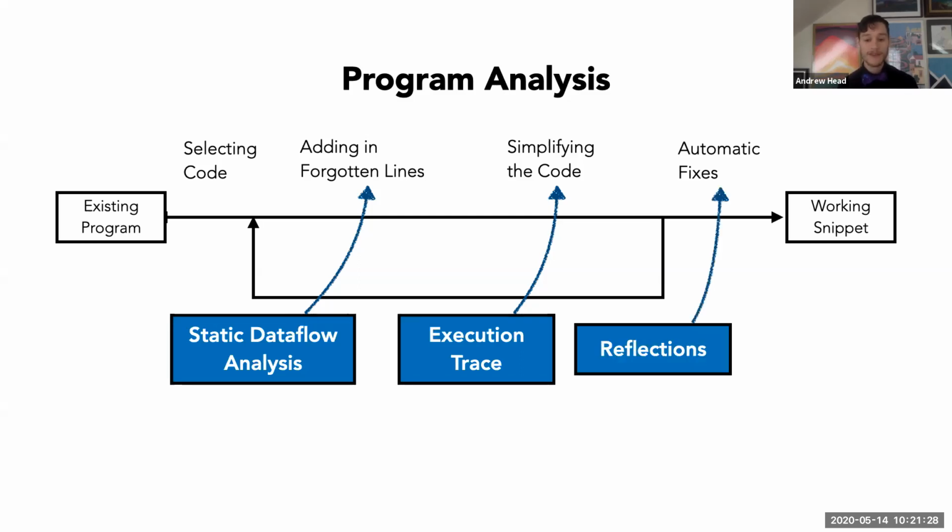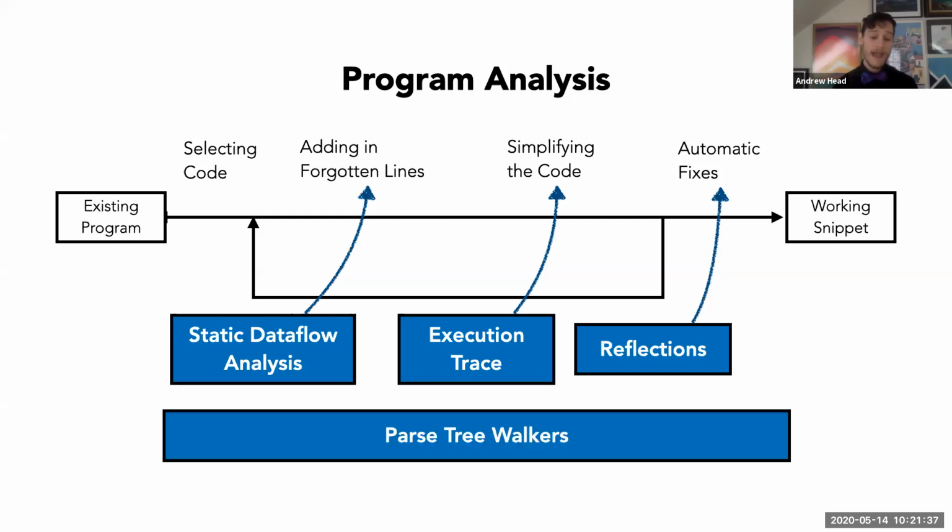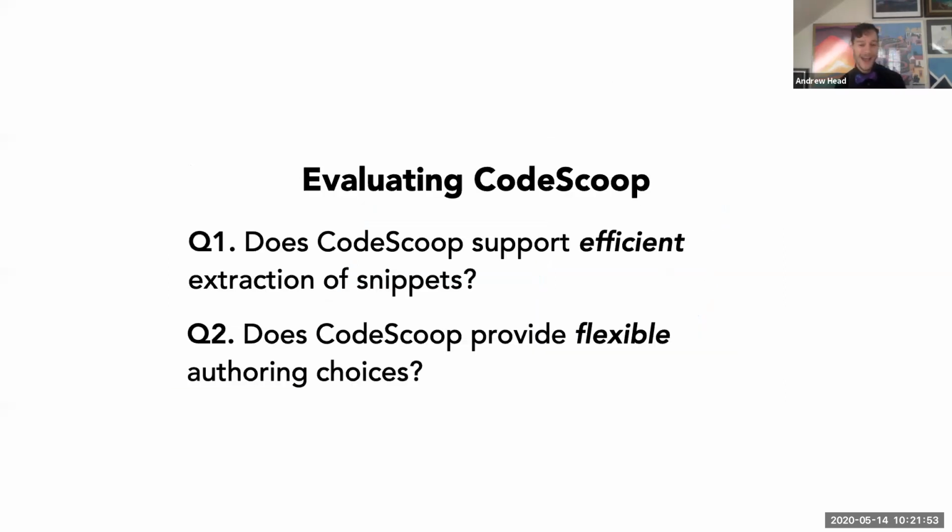We use the Java Reflections API in order to detect what imports are necessary from the original program to be included into the sample program. And then we use parse tree walkers throughout the entire process in order to be able to find the fine-grained locations of all of the tokens in the program so that we can add those slick little highlights in very precise places within the code editor. So that's CodeScoop, that's how it's built.